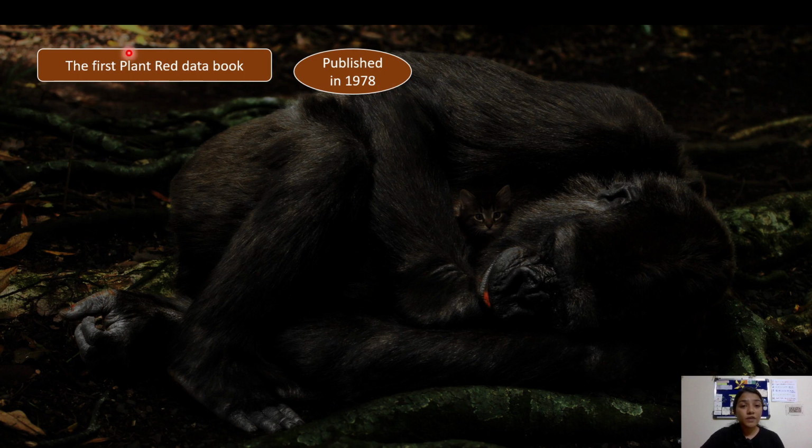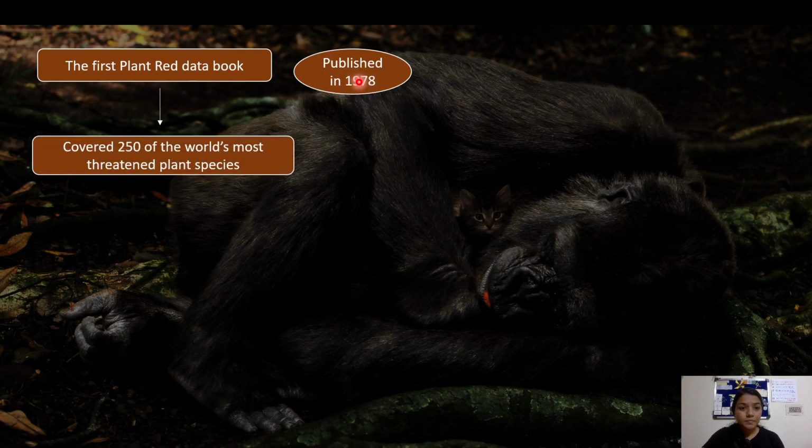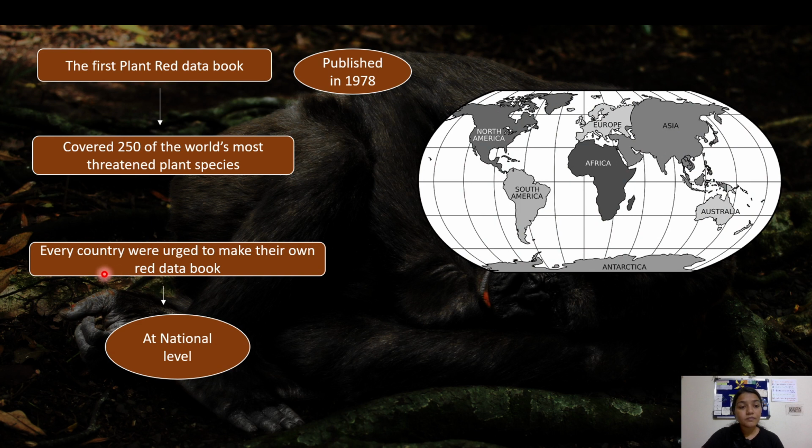Now this red data book that we are talking about is the plant red data book, which was published for the first time in 1978, right? Which was almost 10 to 15 years after the first publishing of the red data book. So what did this plant red data book include? It covered 250 of the world's most threatened plant species. So this plant red data book had a list of 250 plants that were threatened from all around the world. Later on, every country was urged to make their own red data book at national level.